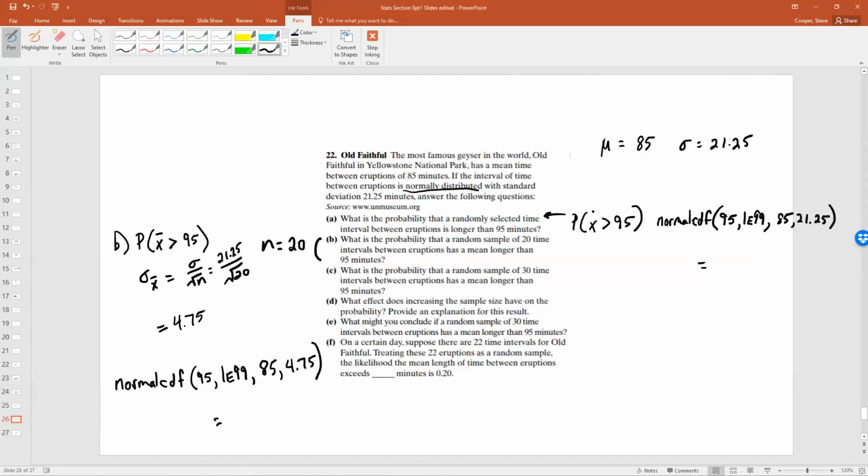All right, so I'm going to let you guys plug that in and answer that for yourselves there. I want to move on to the next problem. I don't think we got time to go through every one of these. Here, C is just saying, hey, what happens if we change our sample to 30? So this is going to be n equals 30. So my new sigma x bar is going to be 21.25 divided by square root of 30 for C.